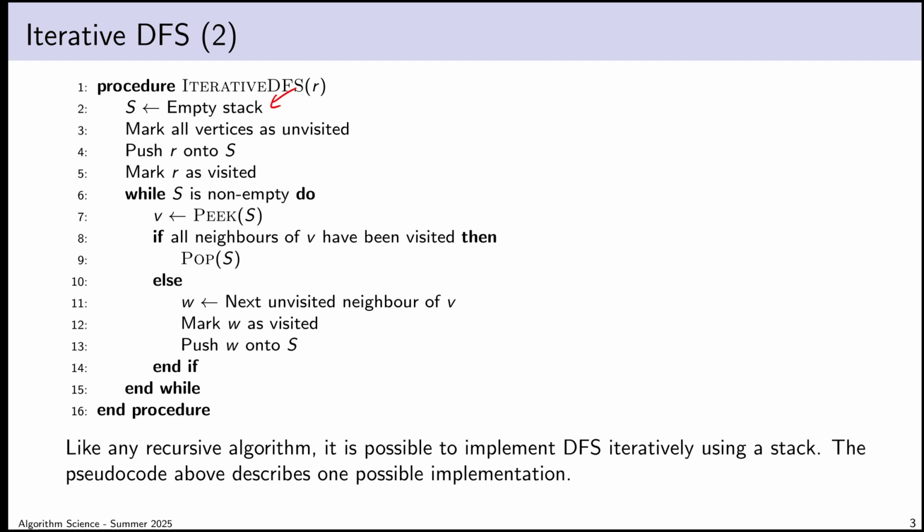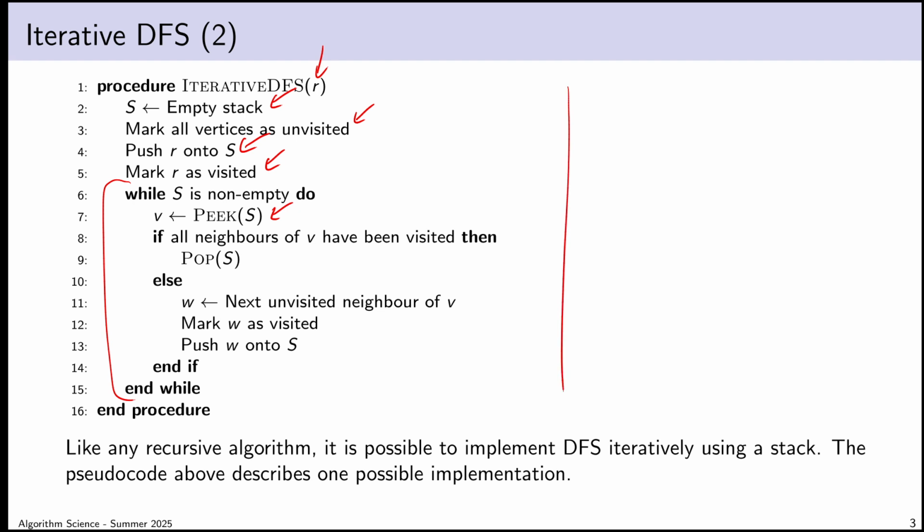So I use a stack, we'll call it S. I begin by marking all vertices as unvisited. I then have some root vertex of my DFS tree, we'll call that R. And I push that onto my stack and I mark it as visited. And then I just keep iterating as long as the stack is non-empty. I take a look at the vertex on the top of the stack.